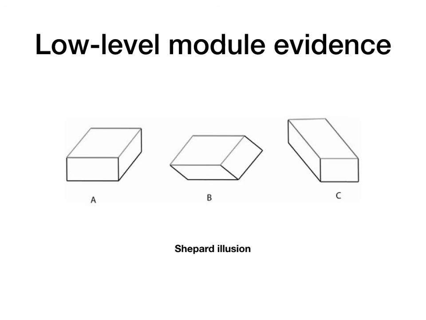Here we have the Shepherd illusion. In the Shepherd illusion, there are 3 different boxes presented: A, B, and C. A is sort of a flat, squat box. B is tough to tell exactly, but it's a similar sort of box, maybe a little bit longer on one dimension. But C definitely looks like a long, skinny box.